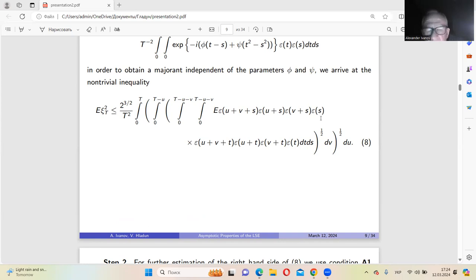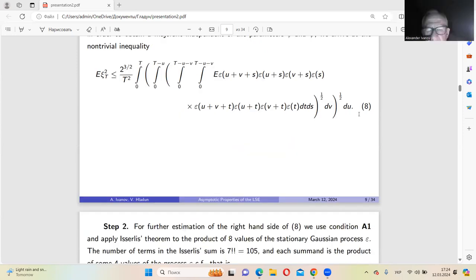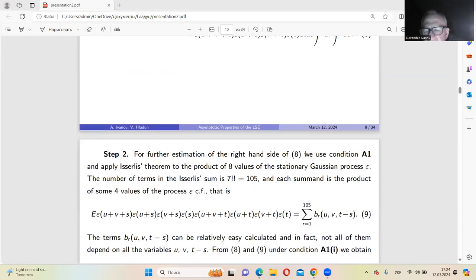Okay, may I continue? Yes, I think. We have the inequality 8 in step 2. For further estimation of the right-hand side of 8, we use condition A1 and apply Isserlis's theorem to the product of 8 values of the stationary Gaussian process epsilon. Isserlis's theorem, in fact, is a partial case of the Leonov-Shiryaev formula for Gaussian processes.